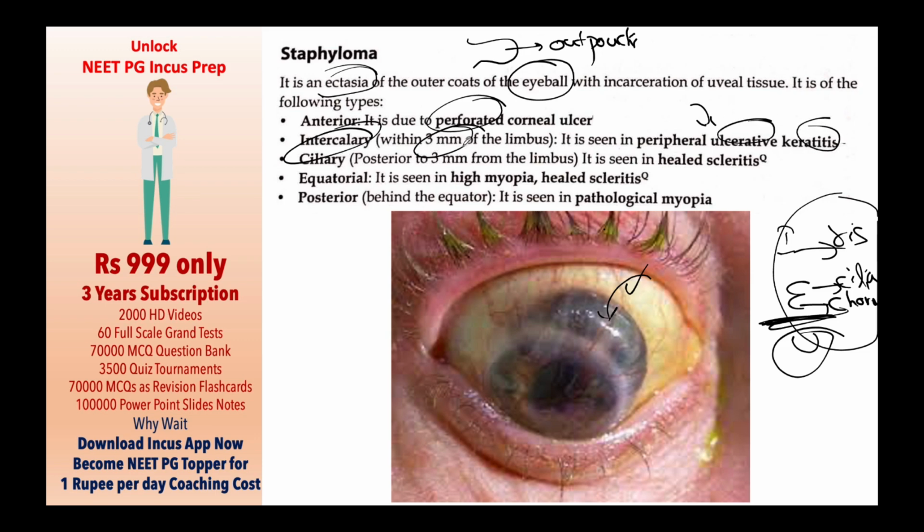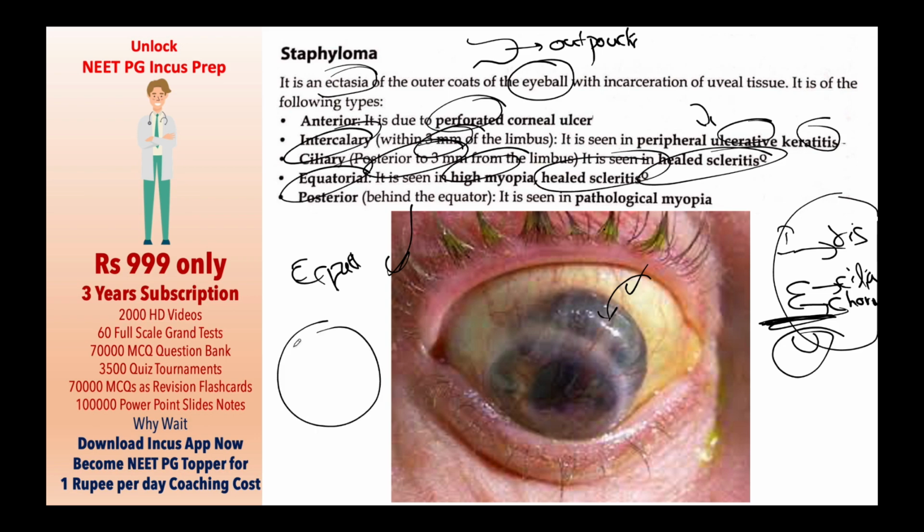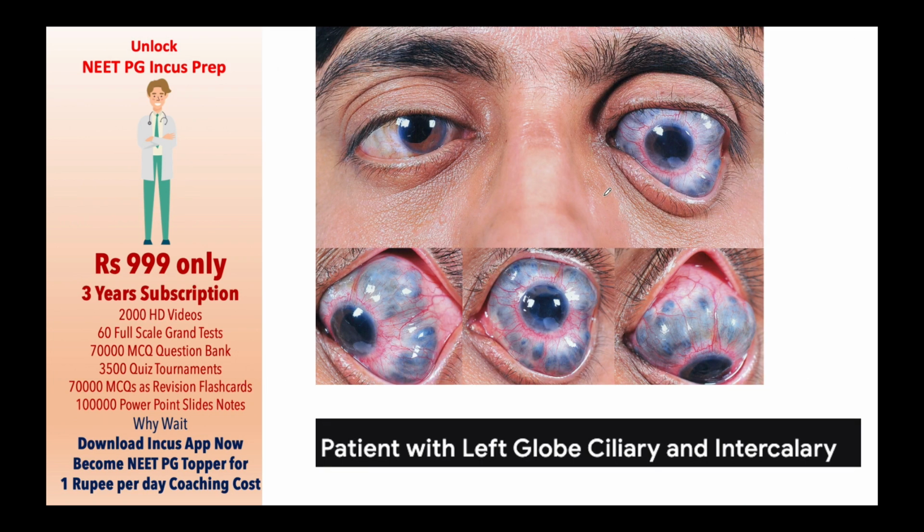It can be ciliary, posterior to 3 mm from the limbus, in the case of healed scleritis, and it can be equatorial if there is high myopia or healed scleritis. It can be posterior, behind the equator, if the uveal tissue is bulging. That is seen in pathological myopia, posterior staphyloma. This is what the examiner is going to ask you in tomorrow's exam. So this is the classical example.